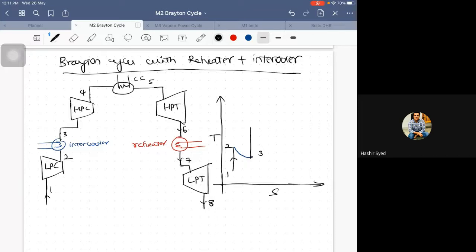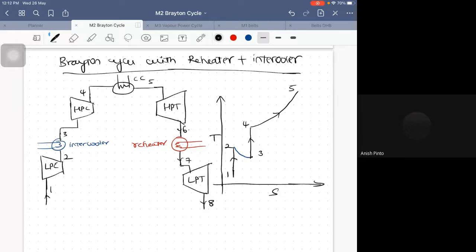Again, it is a straight line. So up till state 4. Very good. Okay. So from here, you are adding heat in the combustion chamber. From state 4 to state 5, you are adding heat, so again it's a curve. It's a curve up till state 5.